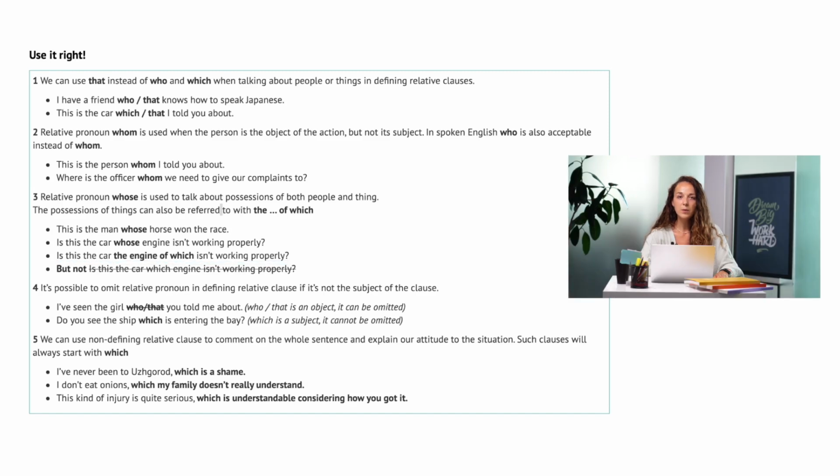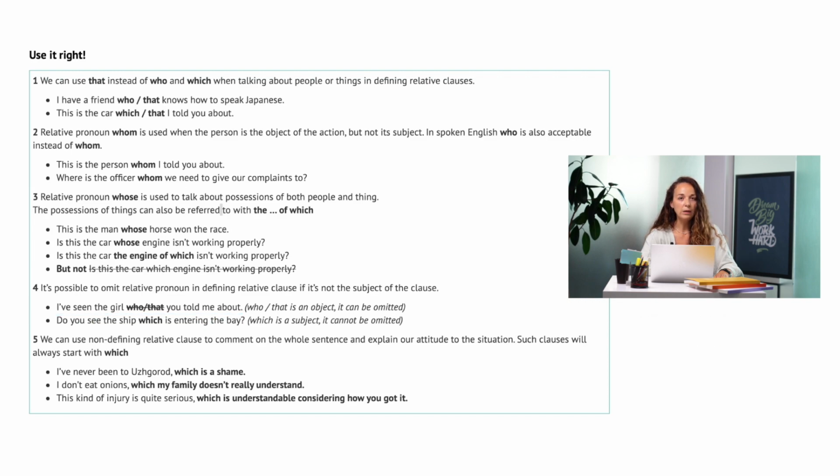4. Sometimes we can omit relative pronouns, but again, only in defining relative clauses and only when it's not the subject of the clause. What does it mean? That we have a different doer of the action apart from who or which. Let's look at these sentences. I've seen the girl who you told me about. In this sentence, the relative clause is who you told me about. Relative pronoun who is not the subject because we have a different doer of the action, you. It means that we can easily say, I've seen the girl you told me about.